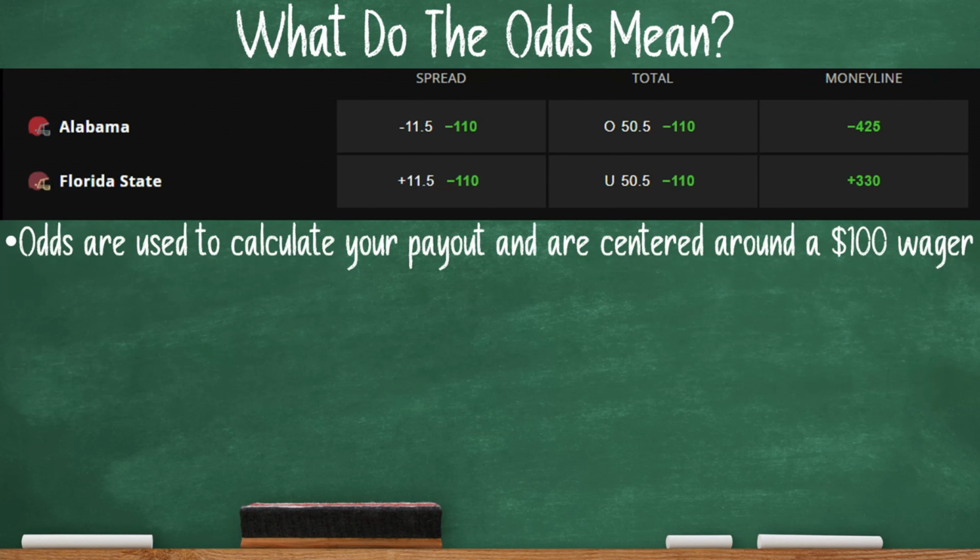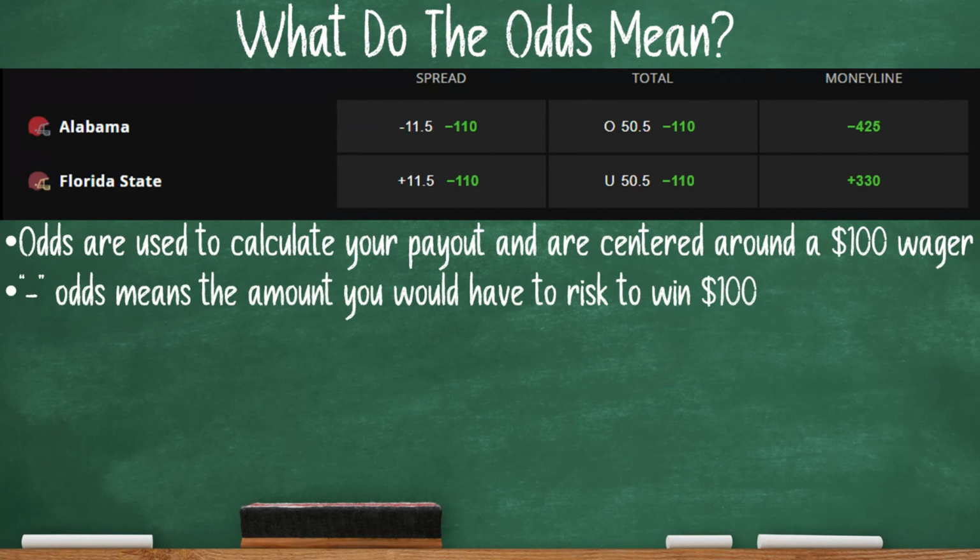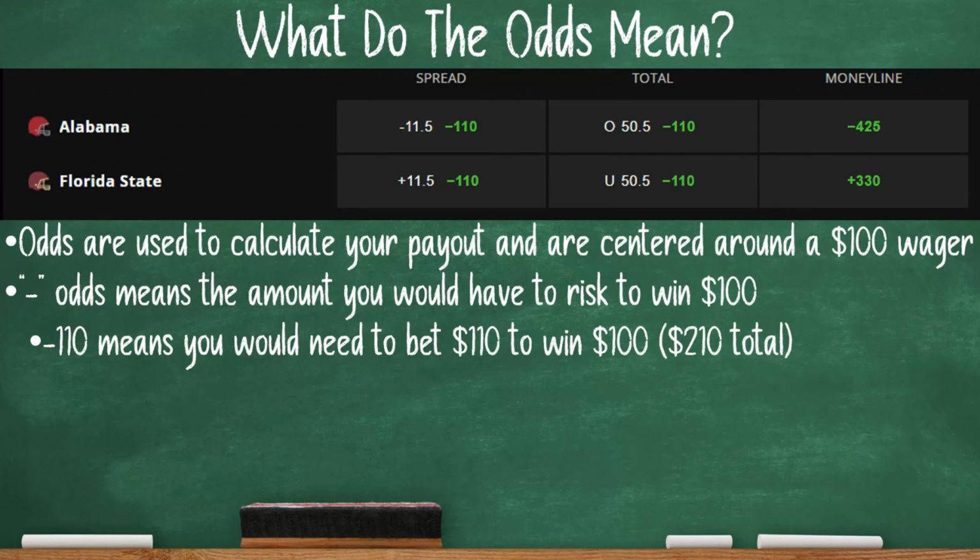Simply put, and how most people think about it, odds are used to calculate your payout, and they're centered around a $100 wager. What I mean by that is, if we look at the spread, we see that Alabama's at minus 11 and a half, and those odds are minus 110. When you see a negative number, that's the amount you would have to risk to win $100. So in this example, if you took the Alabama spread, you would need to bet $110 to win $100 profit, which means you'd walk away with $210 total. The original $110 you used to bet, and the $100 you won from the sportsbook, right?